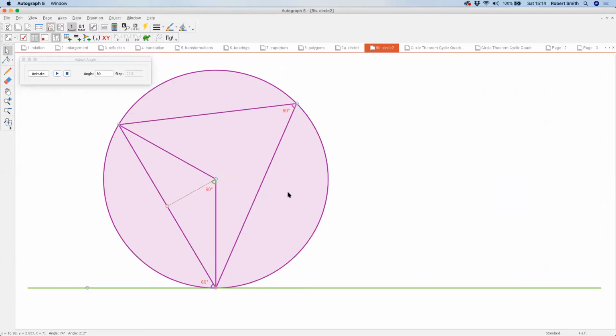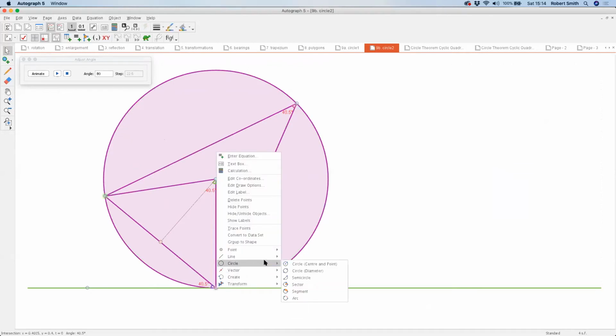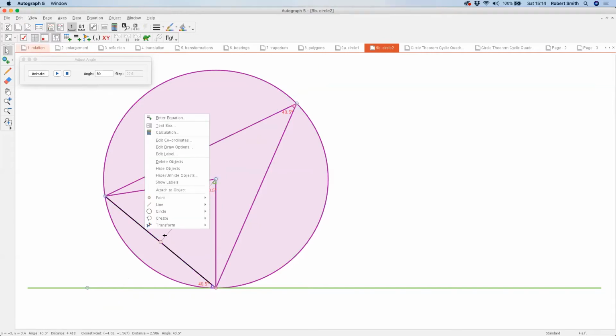We've also got the alternate segment theorem. Again, a nice easy proof. We've got a chord bisected as a perpendicular. We can literally select 2 points, and we can right click and create the line that is the perpendicular bisector. Or you can do what Doug's done there, which is create the closest point. So the point and the line, and we can create the closest point, which will create the perpendicular bisector.